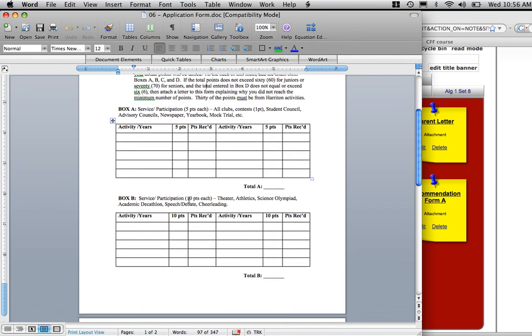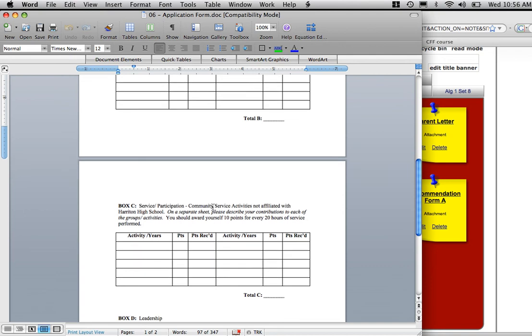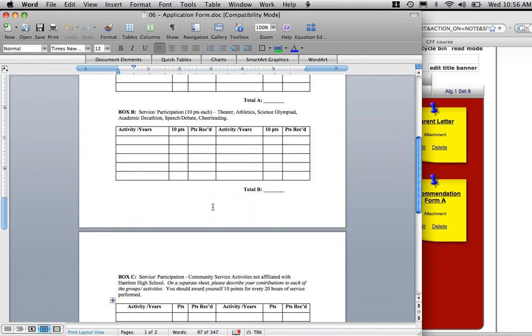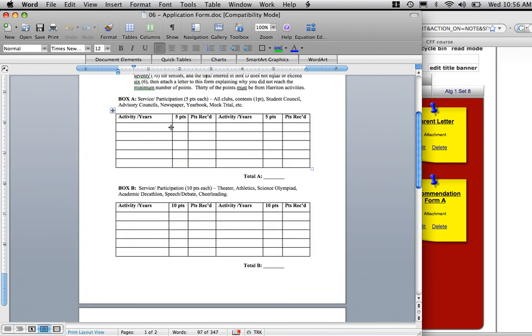Box B activities are 10 points each. Those are theater, athletics, science Olympiad. You can see the rest of them. And then box C are service and participation. These point values are all fixed. So, for example, if you're on the Hariton Banner, the newspaper, you can earn up to 5 points in that activity. It's up to the teacher or the sponsor of the activity to award you the points.